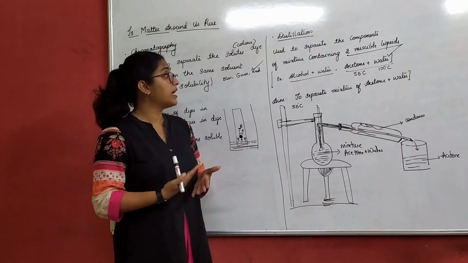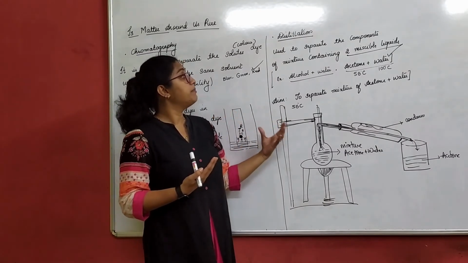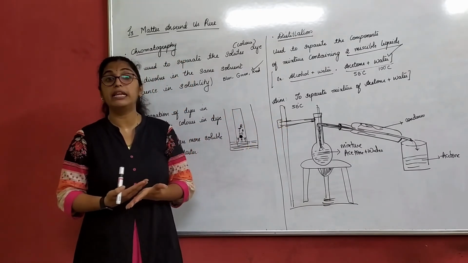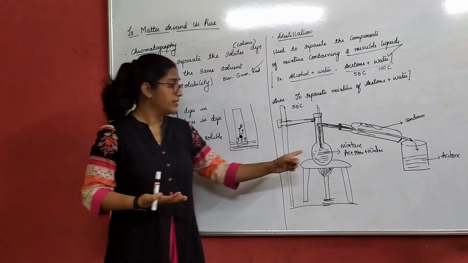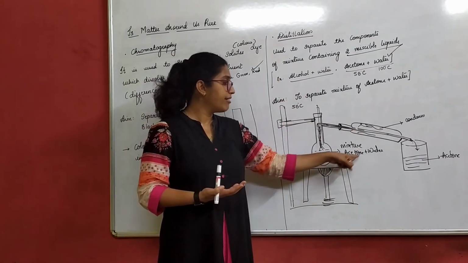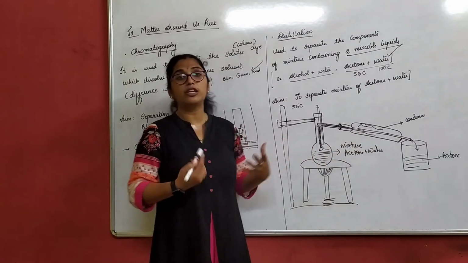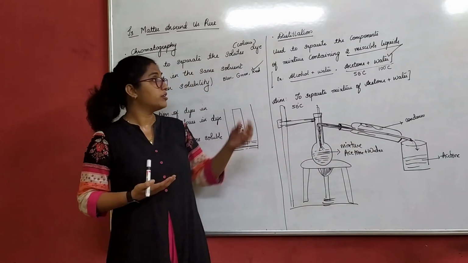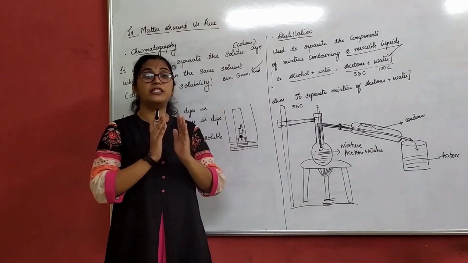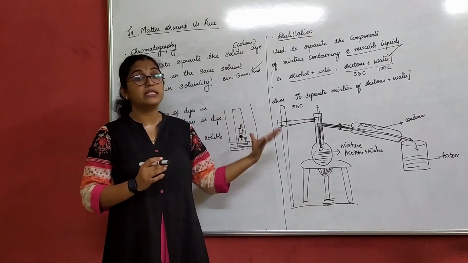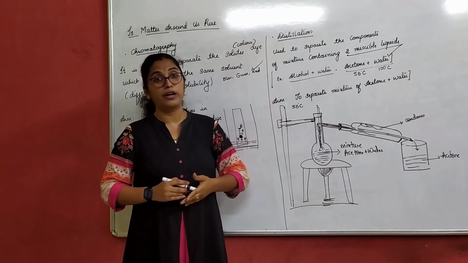So, the question that can be asked is, give an experiment to separate two miscible liquids of different boiling points. You can draw the same setup. You can write alcohol and water. You need not mention the temperature. Why? Because the distillation process itself is a process of separating miscible liquids with different boiling points.